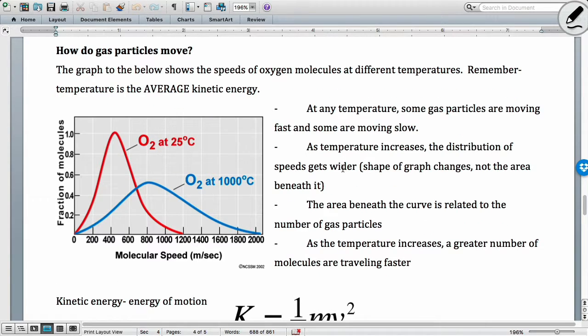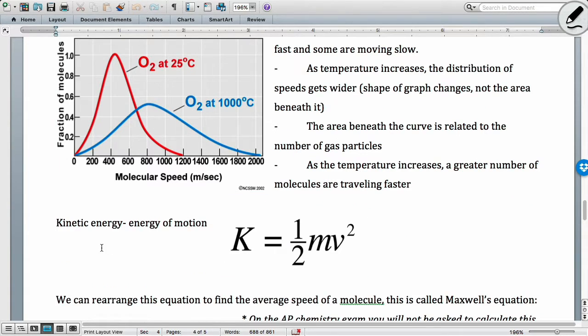But let's talk about these gas particles and how they're moving. Remember, temperature is just the average kinetic energy. And the AP chemistry test loves to show you graphs of this energy, which, remember, is related to speed. Do you guys remember that kinetic energy is the energy of motion? So K for kinetic energy is 1/2 the mass times the velocity squared. So when we're talking about temperature, we're talking about energy, which means we're talking about how fast those particles are moving.